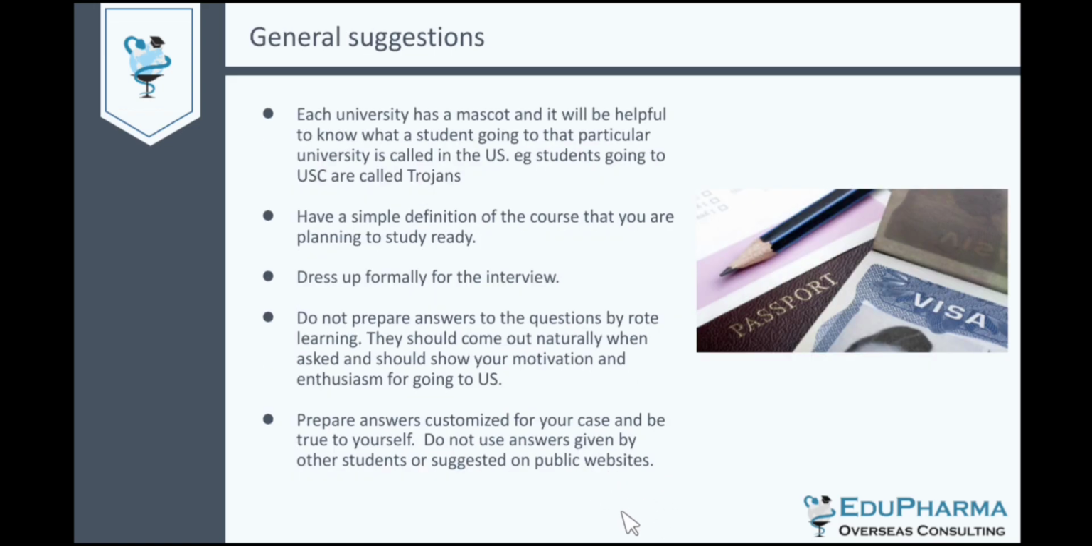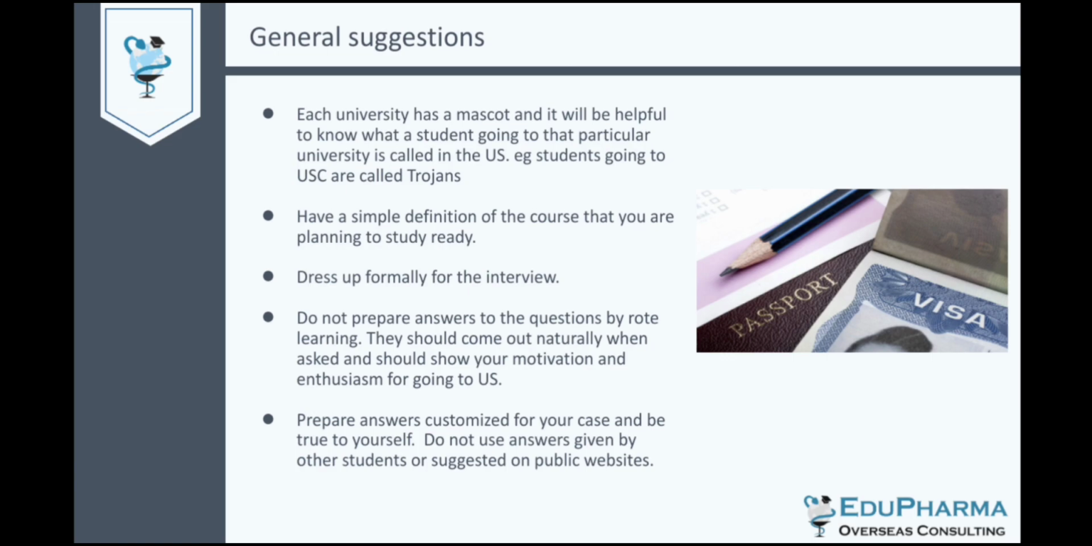Okay. A few general suggestions that I would also like to make. Every university has a mascot. It would be helpful that you go through the university websites, and on the internet, if you search, you would be able to find it. For example, USC, or University of Southern California, the students from that university are called Trojans. So this kind of information may help, because the visa officer may just say, oh, so you're planning to become a Trojan, and at that time you should not be completely blank, and you should be able to understand what the person is trying to say, and have a conversation.